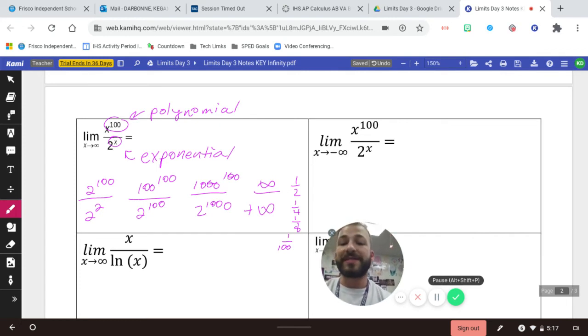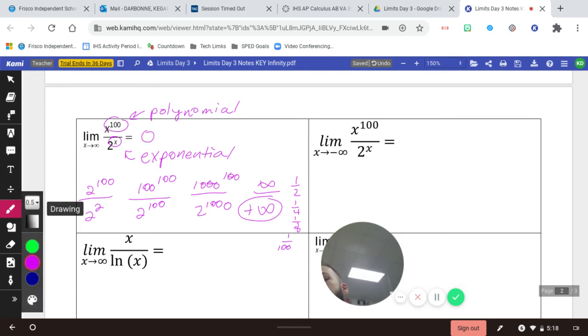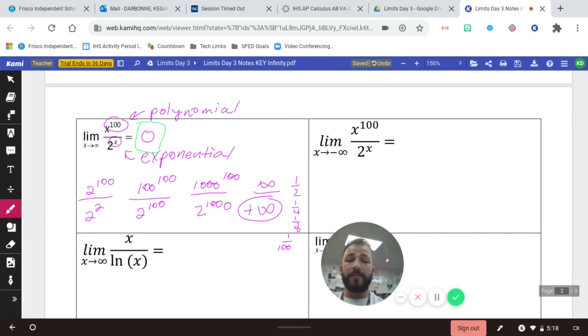So if my number gets infinitely bigger, if I divide something by infinity, it's going to be a really, really, really small number. So we can essentially say it's equal to 0. So anytime the bigger function is on the bottom, then our limit's going to be equal to 0, because that bigger function, that bigger infinity, is going to end up basically getting so big that the function essentially equals 0.